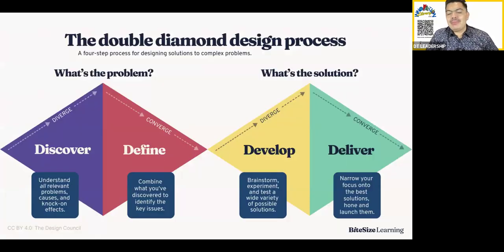So why is it called Double Diamond? Basically because it has one diamond here, another diamond over here. In this diamond, there are four elements, right? Discover, define, develop, deliver. The first diamond deals with what's the problem. So discover, define, and then the second diamond is about what's the solution, right?